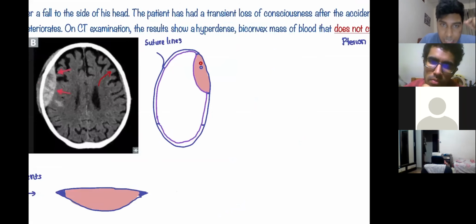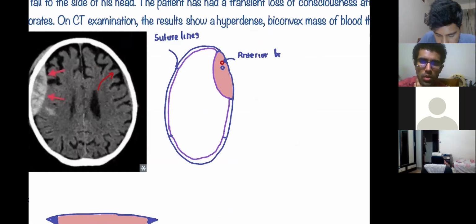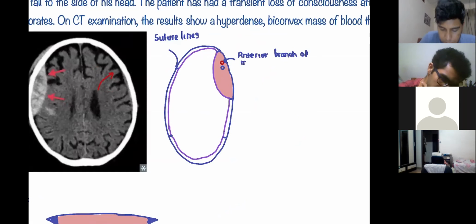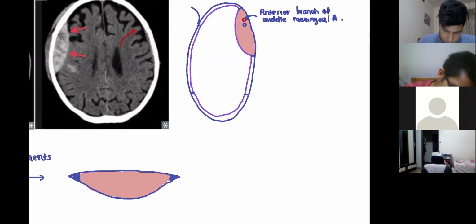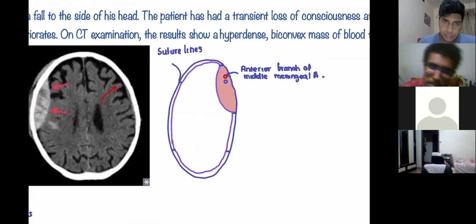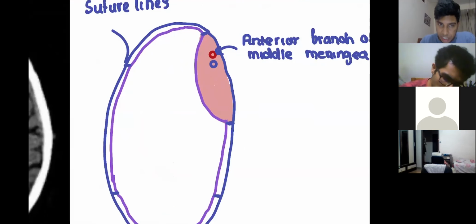Let me give you the name of this artery. It is called the anterior branch of the middle meningeal artery. Now, can someone tell me, is this dura mater a potential space or not? Wait, the other option is to compare it with the subarachnoid space and tell me, is this dura mater a potential space or not?